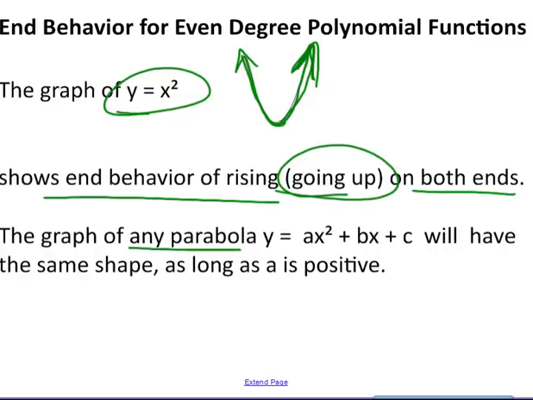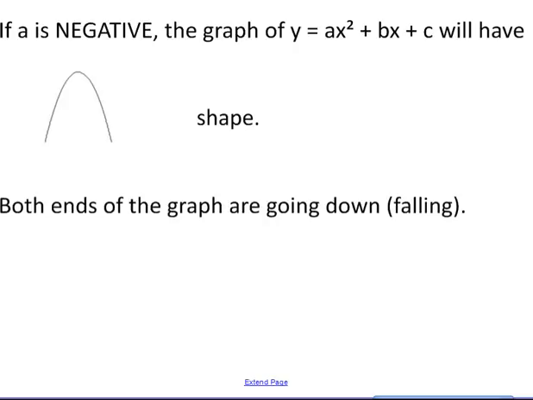In fact, any parabola, so it doesn't have to be just y equals x squared, will have the same shape as long as the a, this number right here, is positive. If a is negative, then both ends are going to go down.